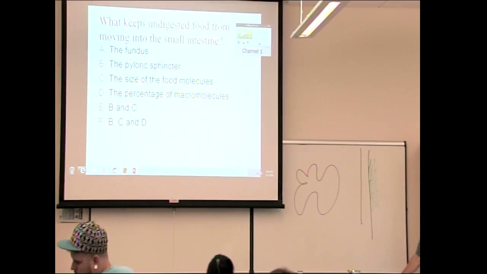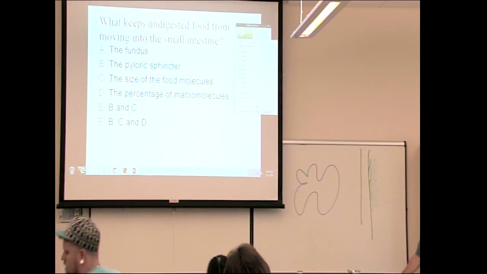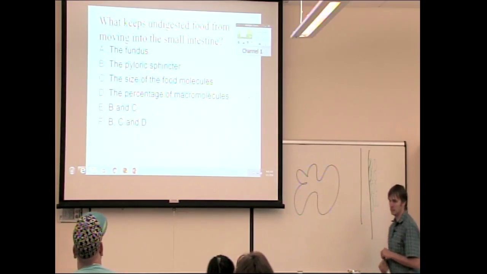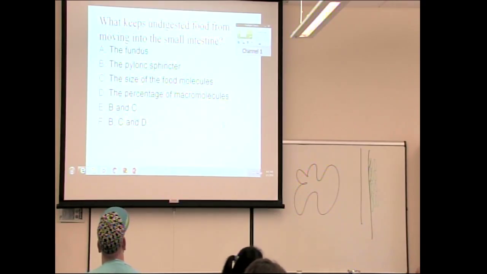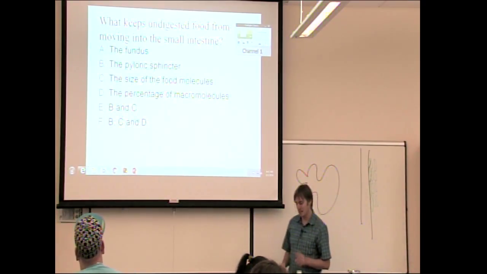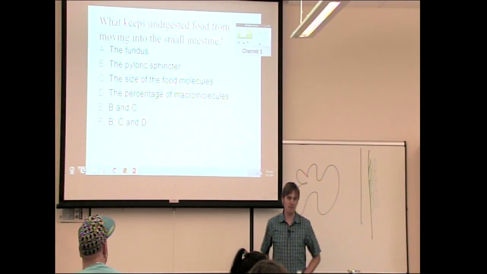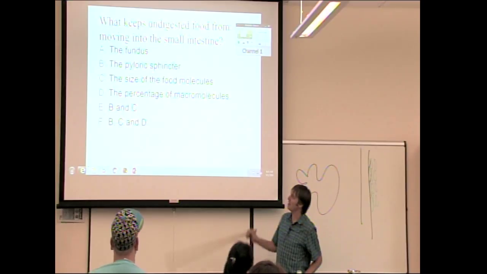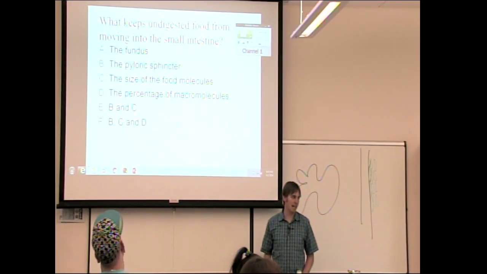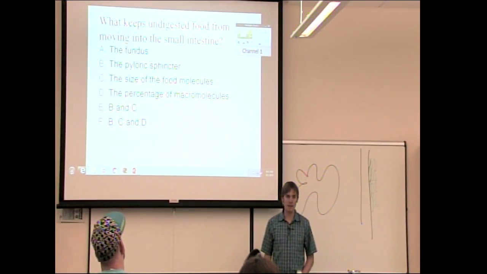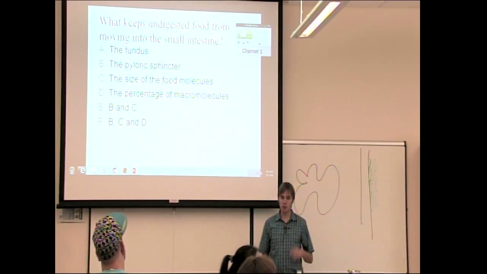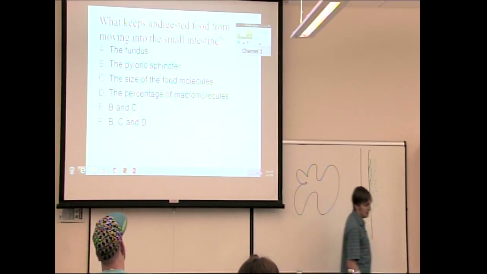All right, so what's the main thing that keeps undigested food from moving into the small intestine? The answer is actually E. It's the pyloric sphincter, obviously, that blocks it. But let's say you're being a bit of a glutton and swallowing big pieces of steak or something. Do you think they can fit through that sphincter when it's open? They can't. So anything large gets stuck in the stomach to get churned around until it's broken down enough to go through into the small intestine.